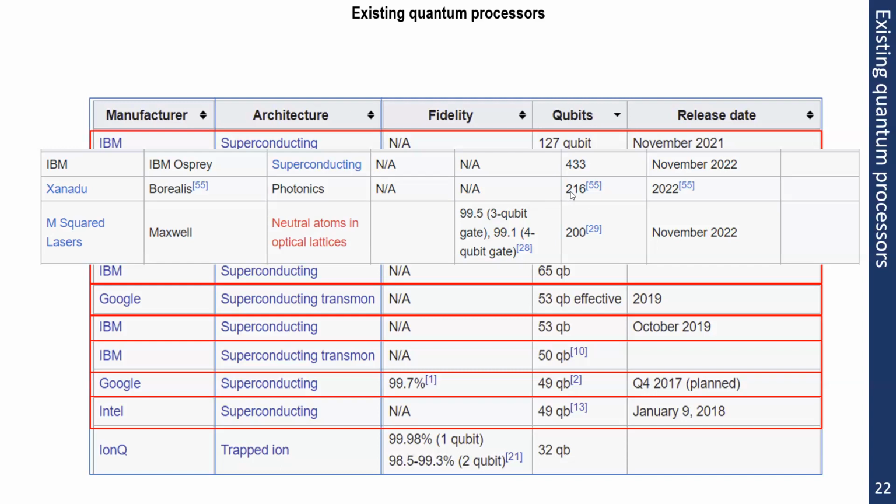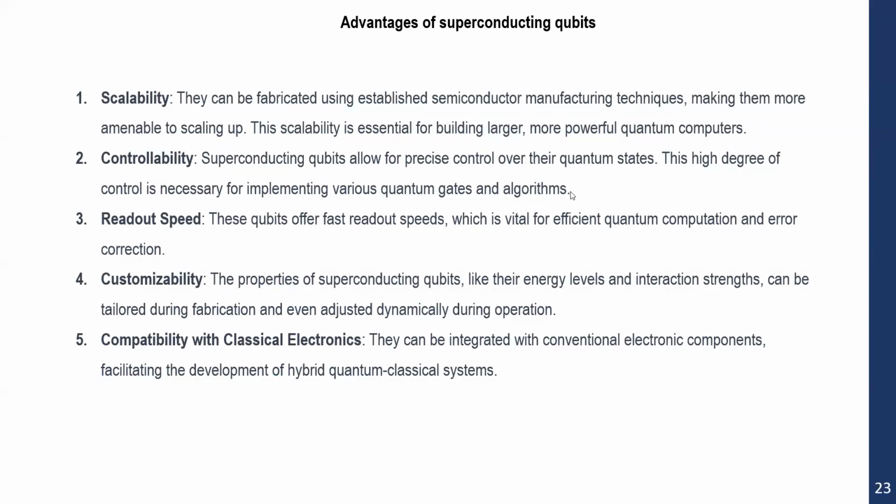And yes, in terms of advantages of superconducting qubits, as we said, scalability is the main advantage, because these qubits can be fabricated using conventional, very well developed fabrication techniques, etc. So this is like a machinery today.